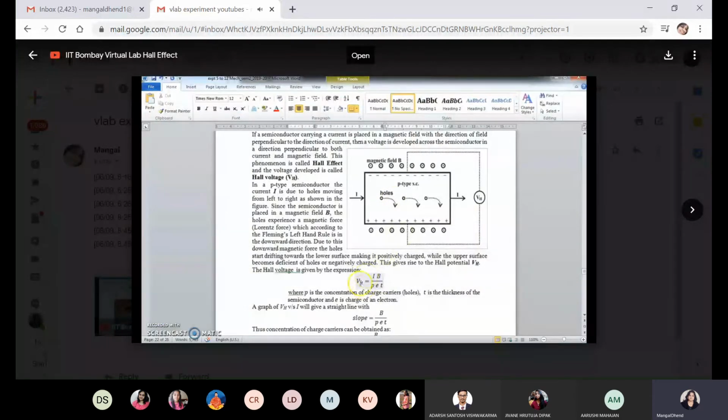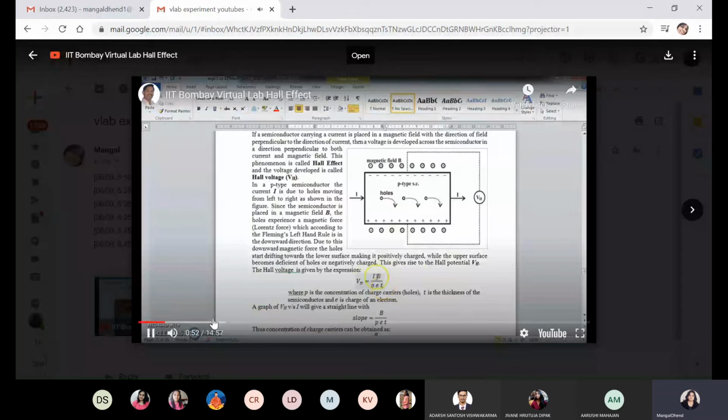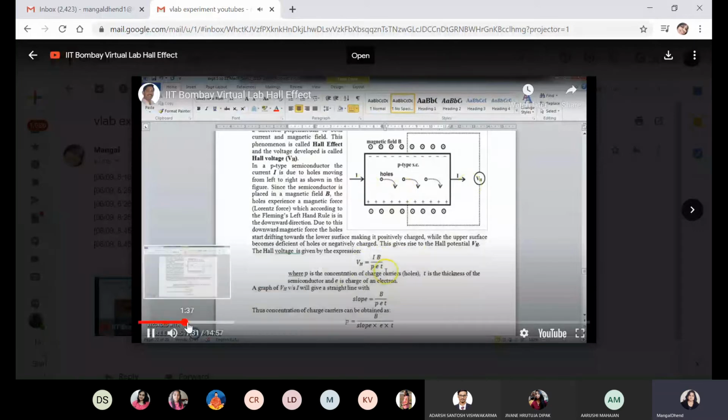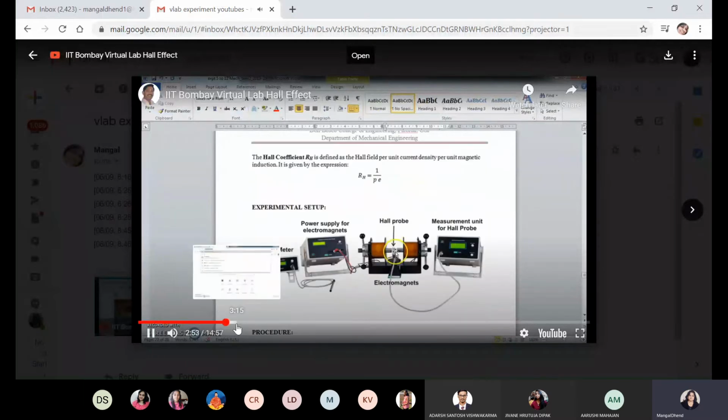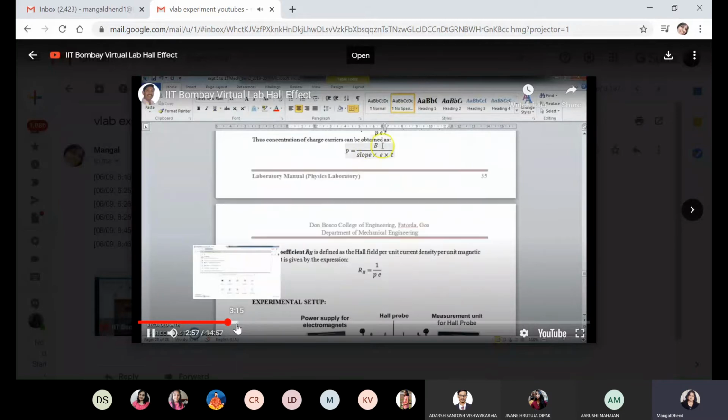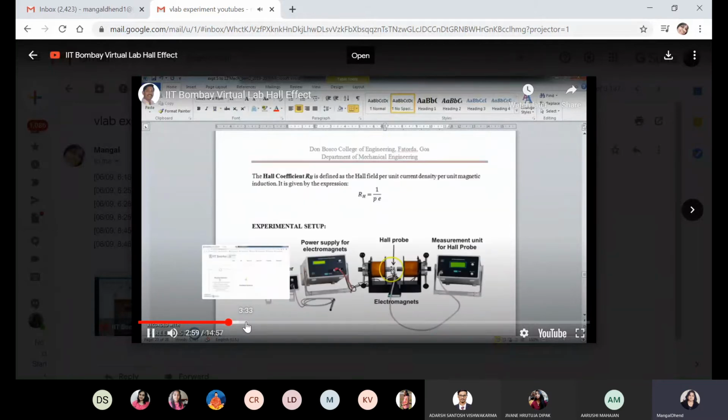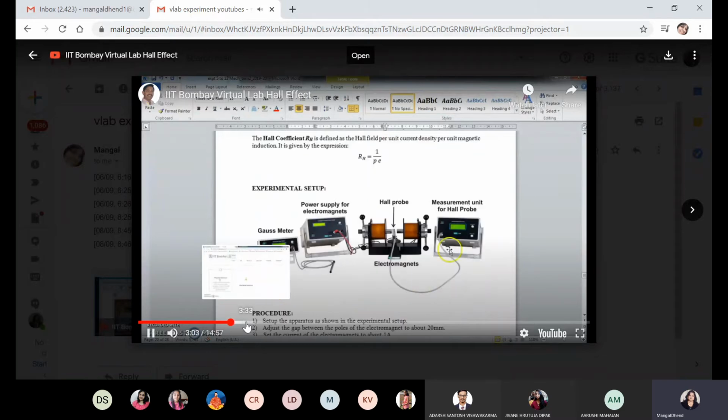If you remember, VH is IB upon PET. I is the current flowing through the semiconductor. From the Hall coefficient, the formula is 1 upon P into E. Magnetic field, the value of magnetic field B between the magnetic pole pieces of the electromagnet, because we need to know the value of B here. So the value of B will be measured using the Gauss meter. So now let's see how to do this in the IIT Bombay virtual lab setup.